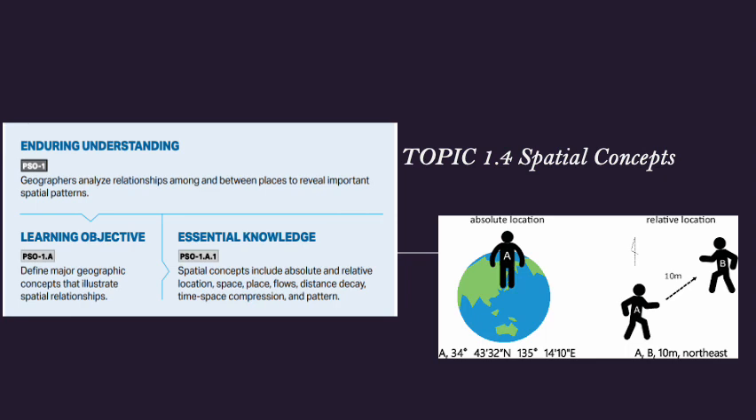And here, geographers analyze relationships among and between places to reveal important spatial patterns. Our learning objective is to define major geographic concepts that illustrate spatial relationships. And the essential knowledge, what we need to know here is that spatial concepts include absolute and relative location, space, place, flows. We're going to talk about distance decay, time-space compression, and pattern.